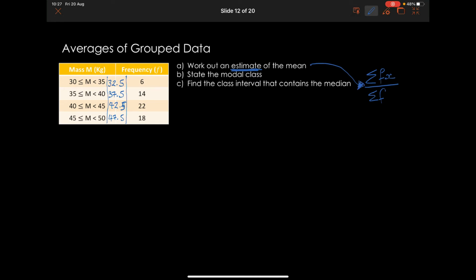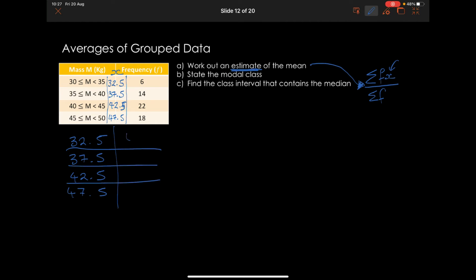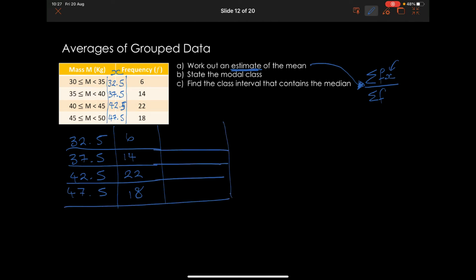This time the table is being written a bit differently, but don't forget I said that x was whichever value wasn't the frequency. So these midpoints now are our x values. I'm just going to draw it down here: 32.5, 37.5, 42.5 and 47.5. And then I'm going to draw in my 6, 14, 22 and 18. And as I mentioned, you're probably going to be given an extra column, and that's because your values for xf are going to go in there, meaning your values for x times f.